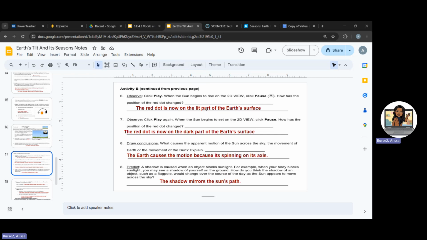When I'm looking at the Earth that's spinning around on its axis, it looks like the sun is rising in the east and setting in the west. But in actuality, it's just the Earth spinning. The sun is not rising in the east and setting in the west. We just see it like that because it comes over the horizon and we see it come up and then we see it set back down. And so, again, we're looking at that shadow mirroring the sun's path. So it's doing the opposite for our shadows, but east to west is the way the sun appears to travel because the Earth is spinning on its axis.